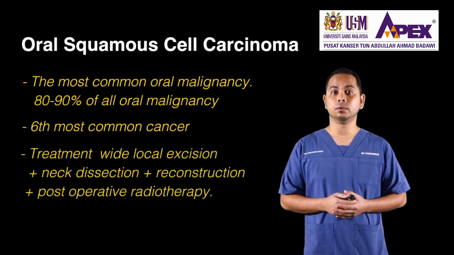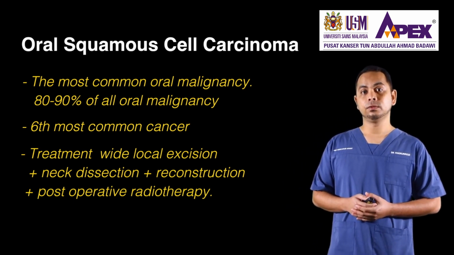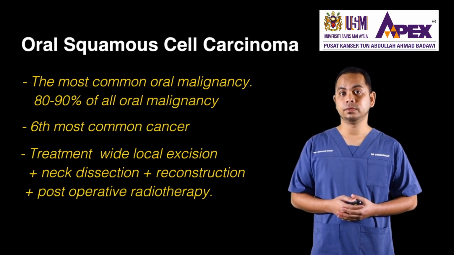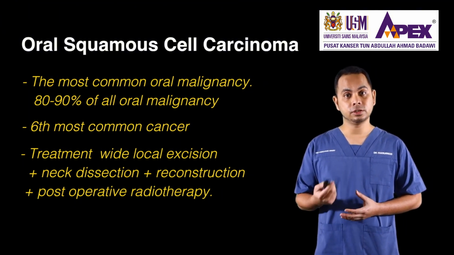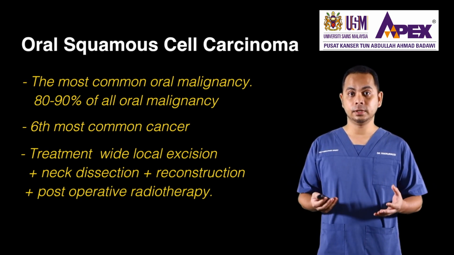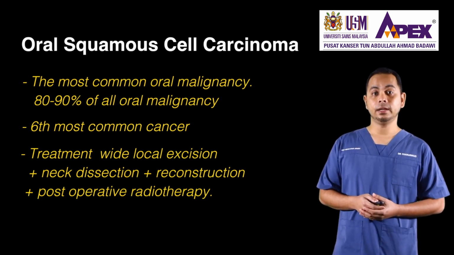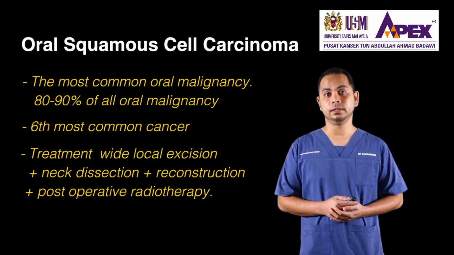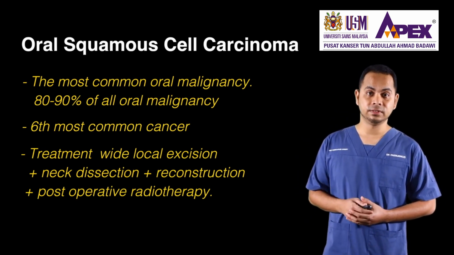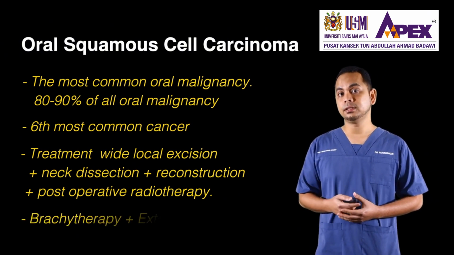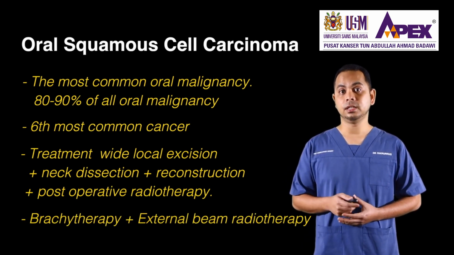Thus, the treatment of OSCC is mainly wide local excision, also involving neck dissection to remove the infiltrative cells at the lymph node, and also reconstruction if the tumor that we remove is big, followed by post-operative radiotherapy. In USM, PPUSMB, for those patients who refuse surgery or are contraindicated for surgery, we do brachytherapy plus external beam radiotherapy to treat oral cancer, especially at the tongue.